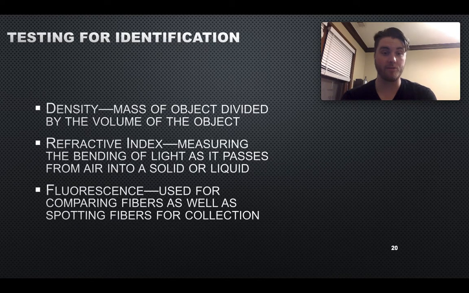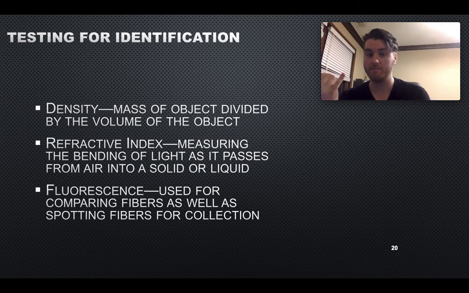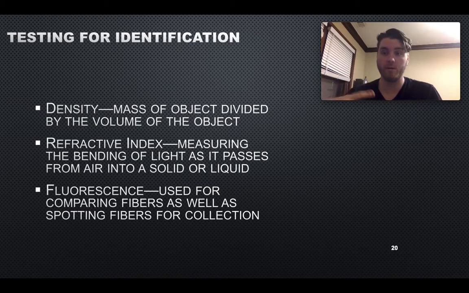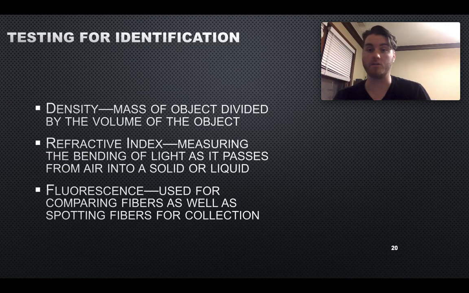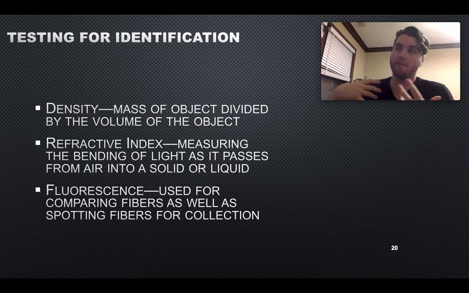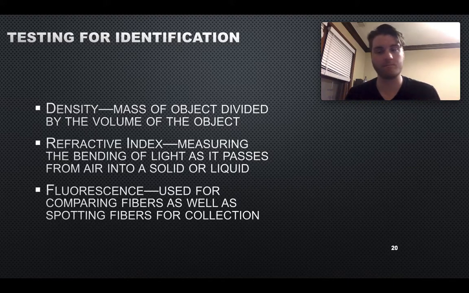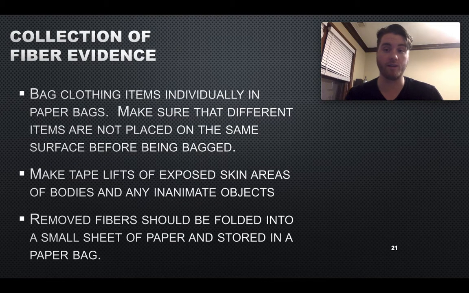Now, other things that you can do, you could test the density of it. So if you have a specific fiber, you place it in different materials that have different densities. So say you have asbestos as opposed to fiberglass, then you could test the density of the two. You could test the refractive index, which is how well light passes through. You shine a very bright light on it and look at the changes and the difference. Or fluorescence is how it responds to that light. What are the wavelengths of light that are reflected back? Does it glow? Things of that nature. But these are all tests that you can use for identification.